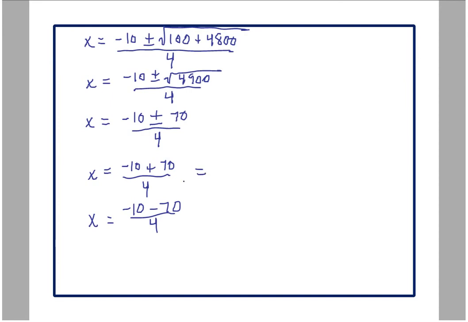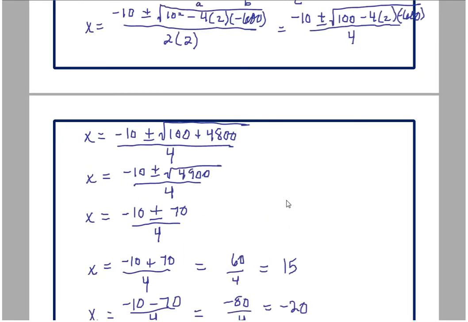Let's do the top one. Negative 10 plus 70 is 60. Divided by 4 is 15. So in one situation, our x is 15. In the second one, we have negative 10 minus 70 is a negative 80 over 4, which gives us a negative 20.